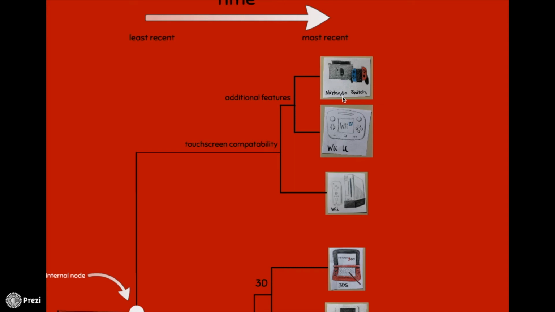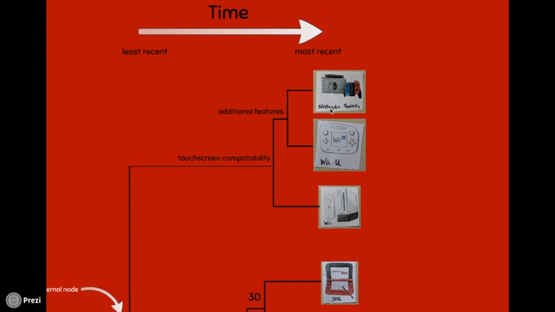Looking at the top portion of the phylogenetic tree, we have the Wii, the Wii U, and the Nintendo Switch. The difference between the Wii and the Wii U and Nintendo Switch is that these two consoles have touchscreen compatibility. What makes the Nintendo Switch different from the Wii U is that it has additional features the Wii U does not possess, including multiplayer gaming system.